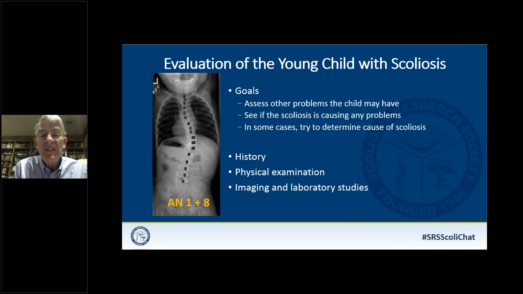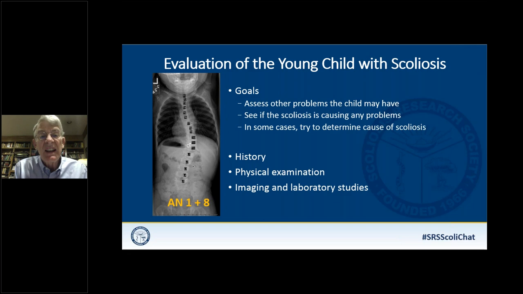So our goal is to assess what other problems the child may have, see if the scoliosis is causing any problems, and in some cases try to determine the cause of that scoliosis. And we do this with three parts: the history and the interview, the physical exam, and then imaging and laboratory studies. Next slide, please.